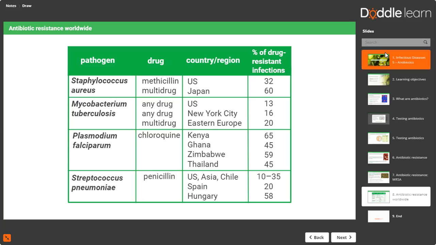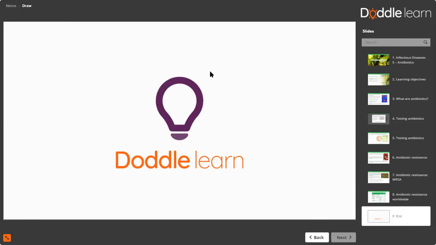And then we have Streptococcus pneumoniae, which is our general pneumonia. And we have lots of penicillin-resistant strains of this. So USA, Asia, and Chile, it's between 10 and 35% of all their drug-resistant infections. Spain, 20%, and Hungary, 58%.